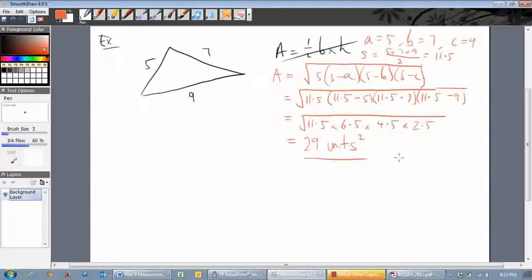Nice and simple. Well, it's not simple. If you know what you're doing, know what S is, it's just a matter of plugging all those numbers into your calculator. And there you go.